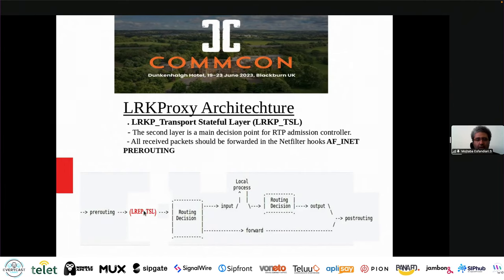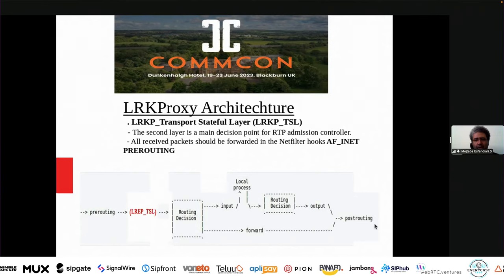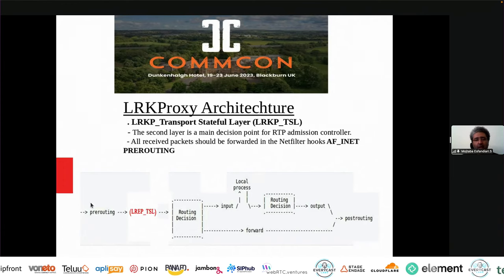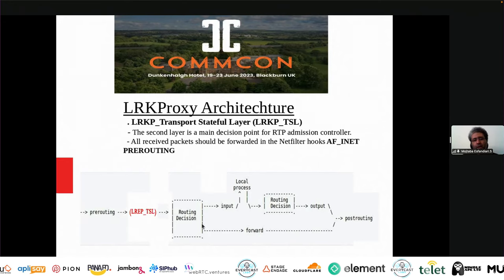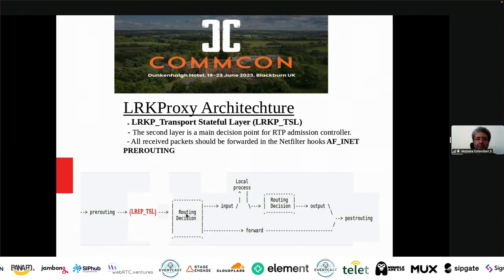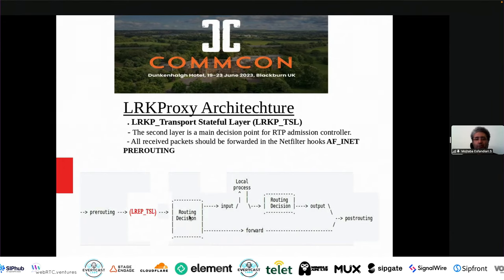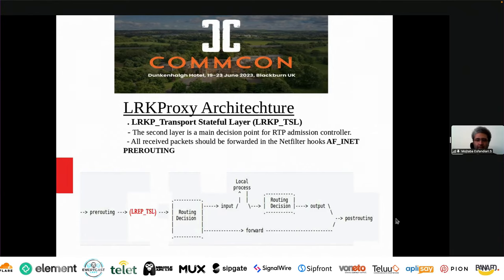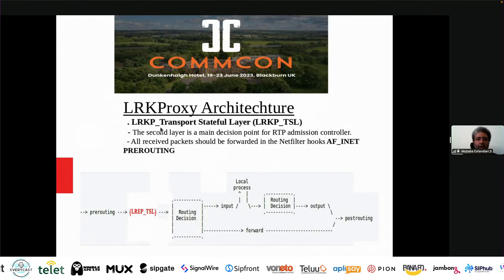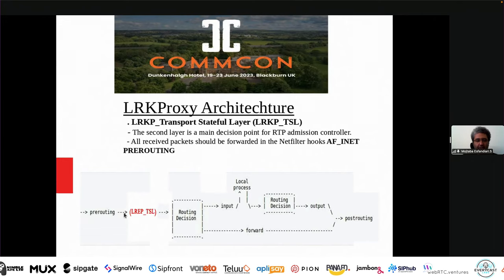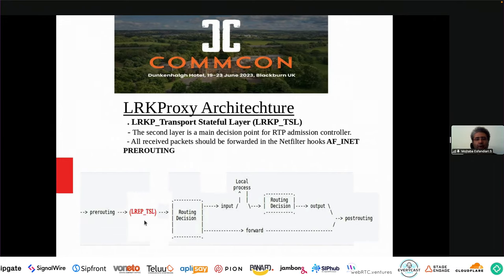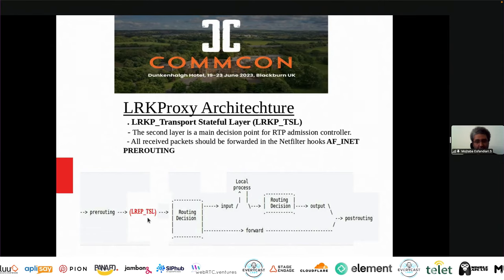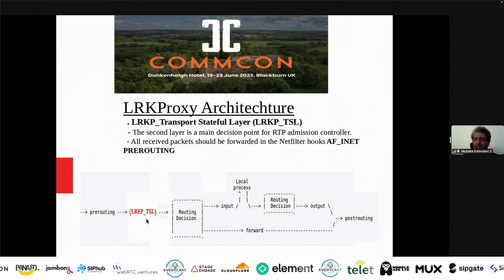You can see here a prototype and a picture of the network stack in your operating system. For example, we have a prerouting stage. We have a route decision to decide what we should do for incoming packets: go to local hosting or be forwarded to another destination. We load the RTP proxy just after prerouting, so after packets reach the operating system, all packets go to the LRKProxy engine for making the correct decision.